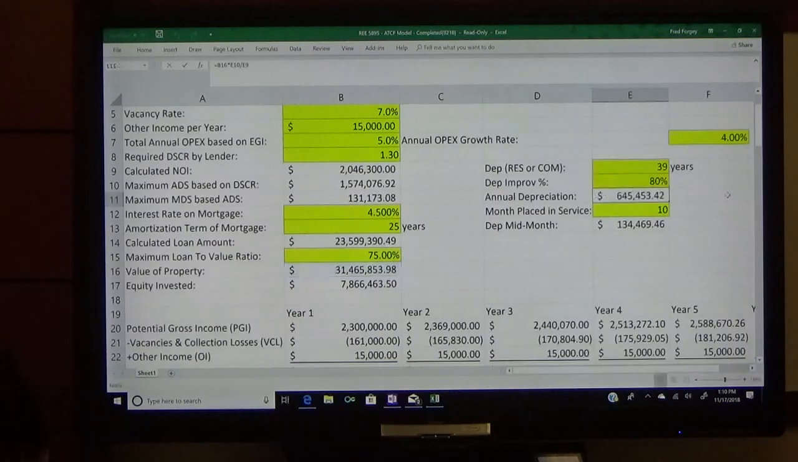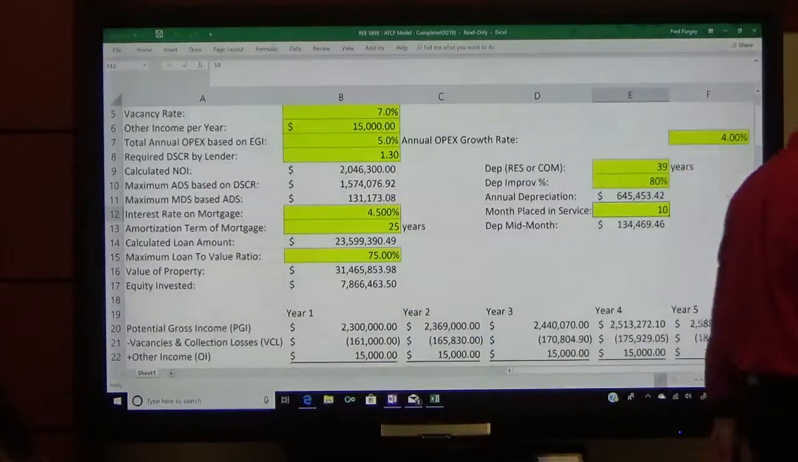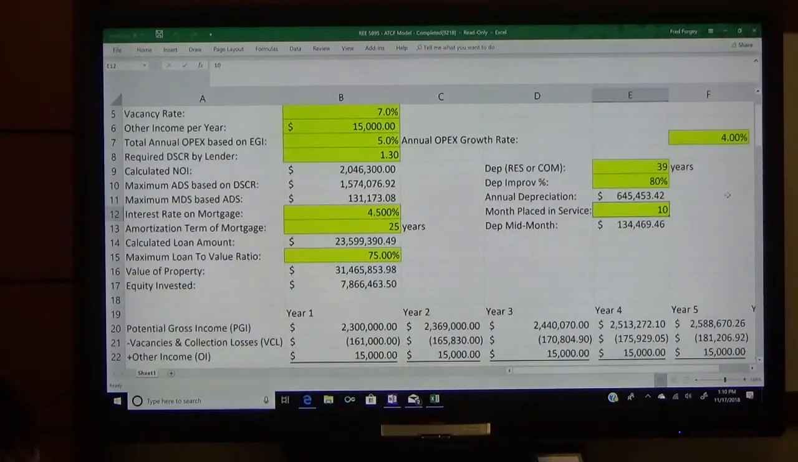Okay. Now, this next one, there are a couple of funky things that we may need to work out, but the month that it's placed into service is, in this case, 10. What does that mean? October, okay? This is the part that, once again, you kind of have to think about a little bit, in terms of how much depreciation you get out of placing it into service in October or any other month.